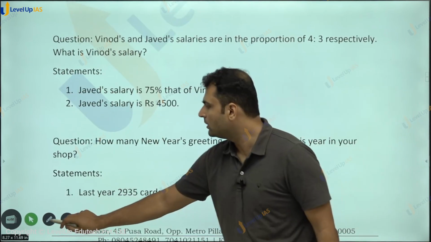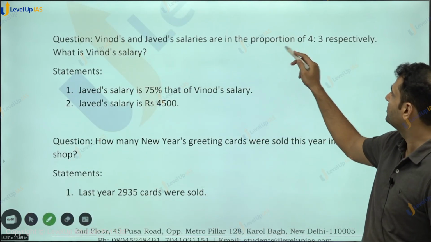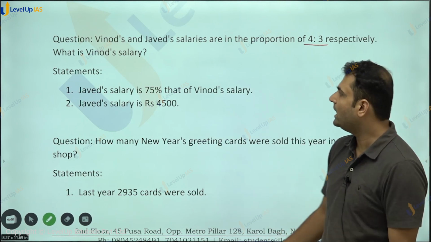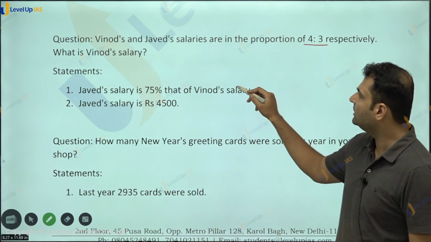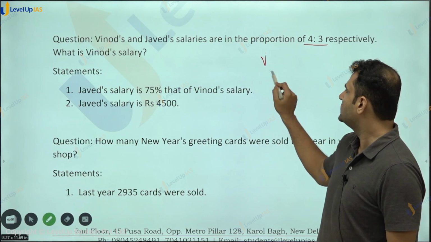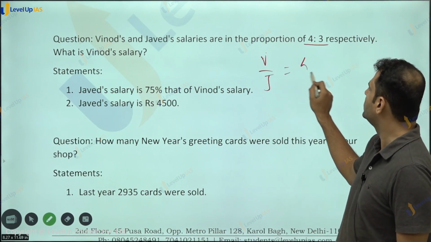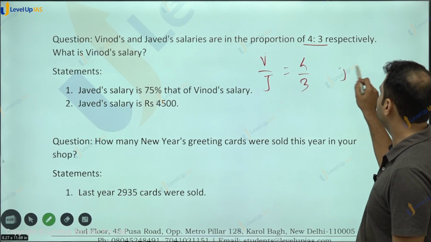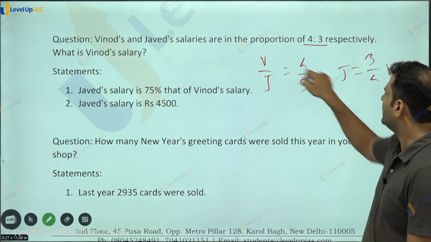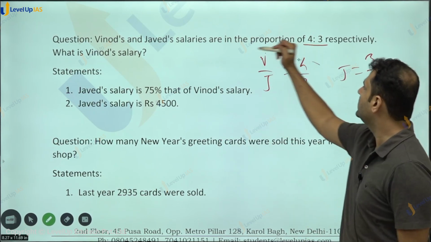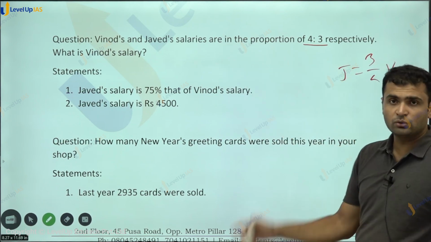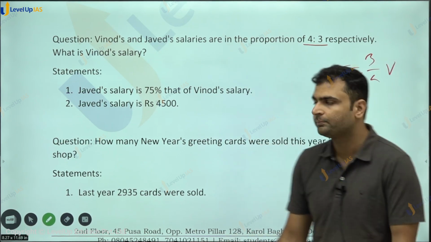Next, Vinod and Javed's salaries are in the proportion 4:3 respectively. So there are two people, Vinod and Javed, and what we are given is that Vinod and Javed's salaries are in the ratio 4:3. Correct? So we can say that Javed is 3/4 Vinod. This is the information that is already given. So two variables, one equation is already known. So we need one more equation to solve the question.